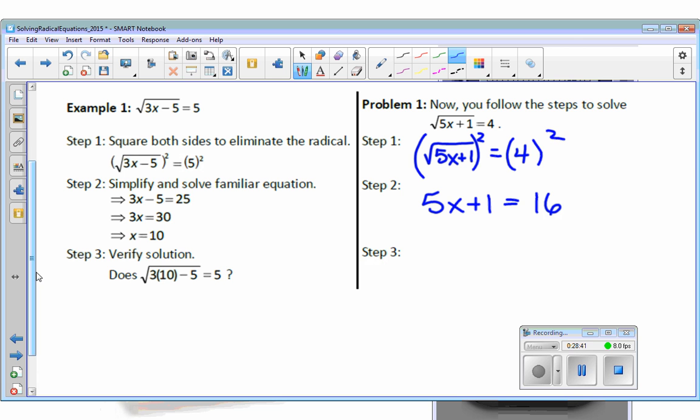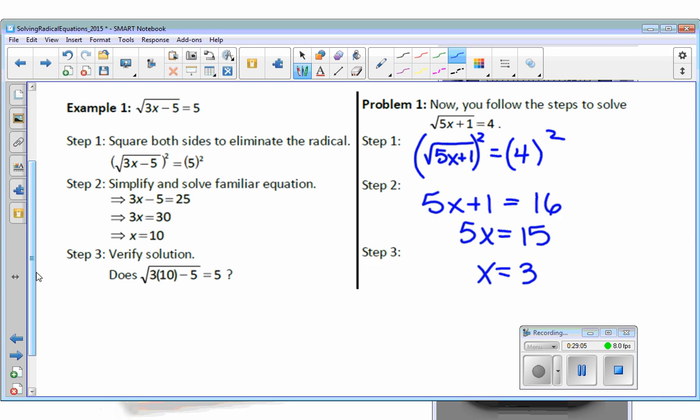My next step is going to be to subtract 1. Now it's familiar. Now this is like Algebra 1. I'm good. Subtract 1 from both sides. So 5x equals 15. Yeah, x is 3. Good. Do you see how things get so easy?